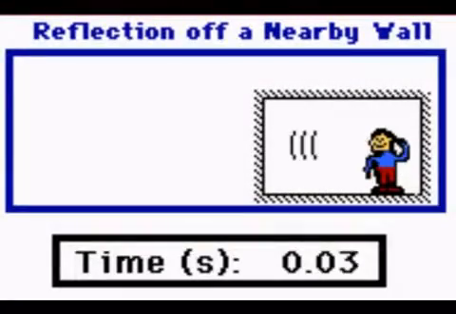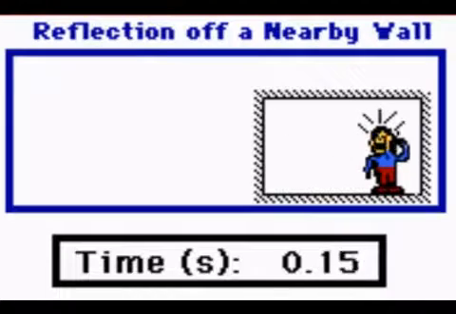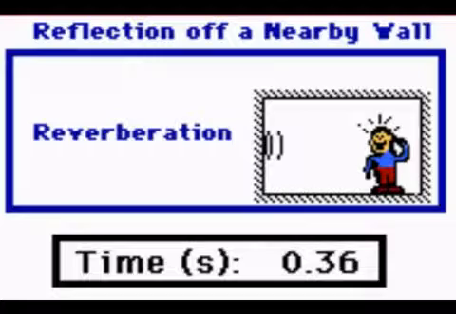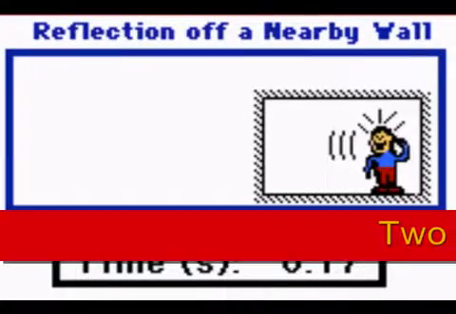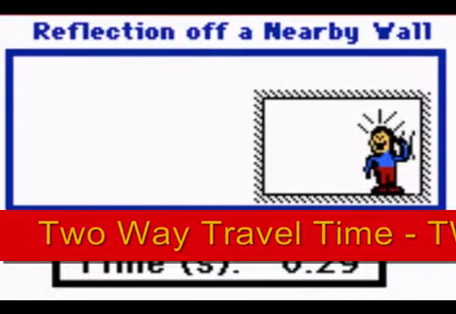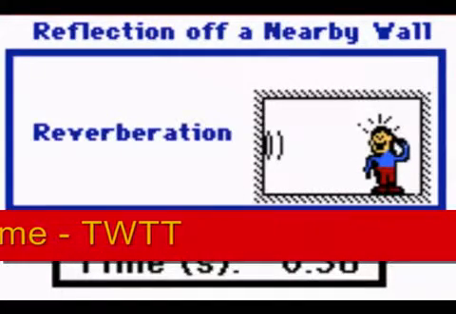We call these waves that bounce back reflective waves. To measure them, we calculate the time it takes for a wave to get to the wall and then reflect back. We call this two-way travel time, or TWTT.